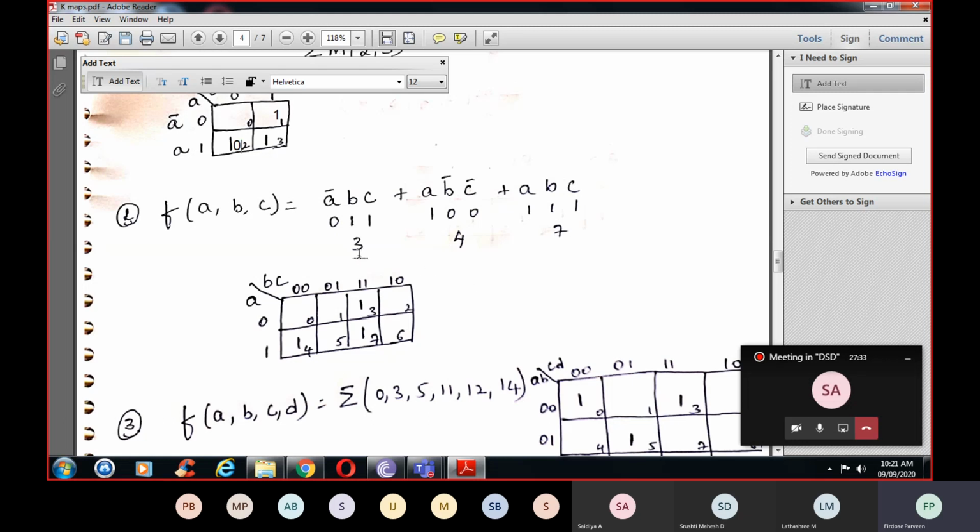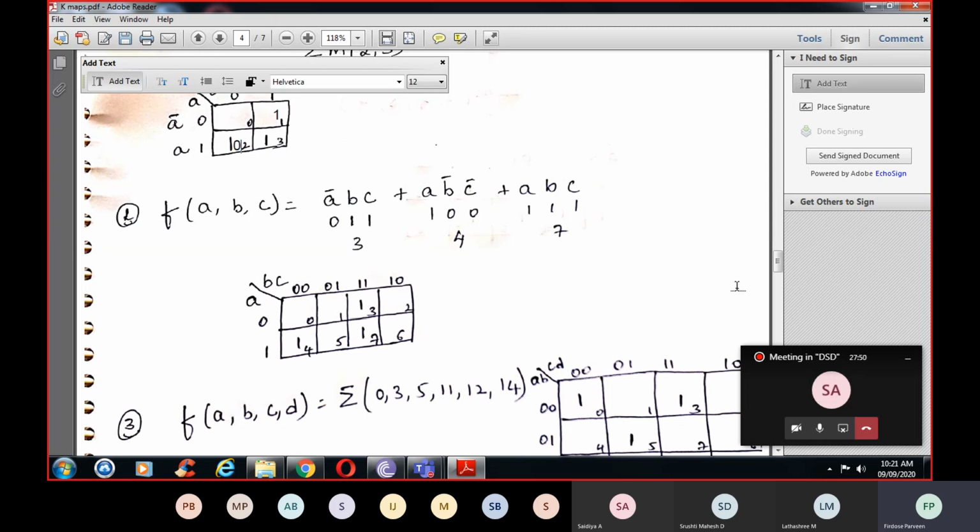So at cell number 3, at cell number 4 and at cell number 7 it is 1. Rest all will be 0. Okay. At this particular cell numbers it is 1.